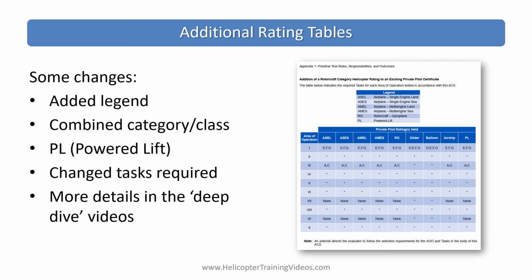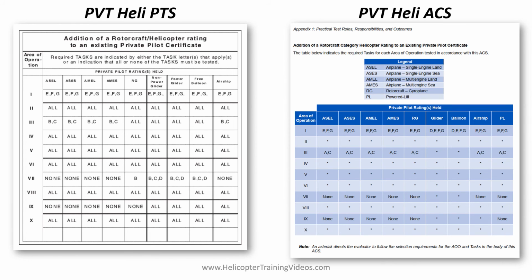There have been changes of tasks required, which we could cover again in each individual ACS. We'll cover that in a bit more detail. But here's an example. Here on the left is the private pilot PTS, and on the right the helicopter ACS for the same rating. You can see there's an added legend now.